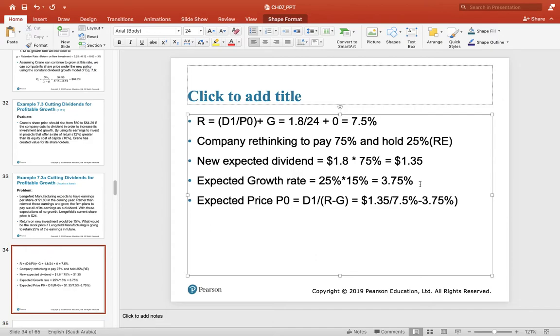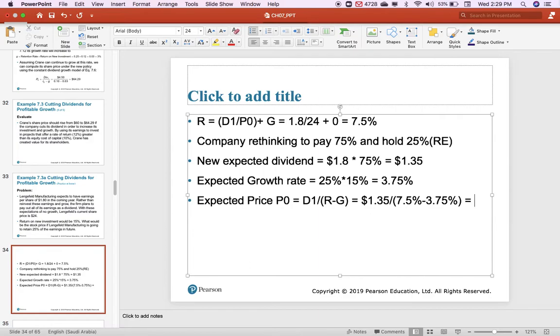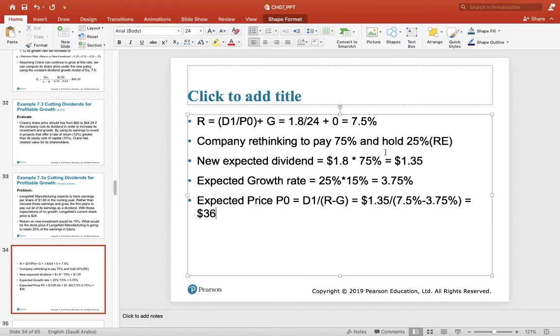Of course, this is homework, but we have gone into detail. Anyway, no problem. So that will amount to $36. The new price will be $36. Now the question is, when the 100% dividend was paid earlier, the stock price was only, I think, $24.